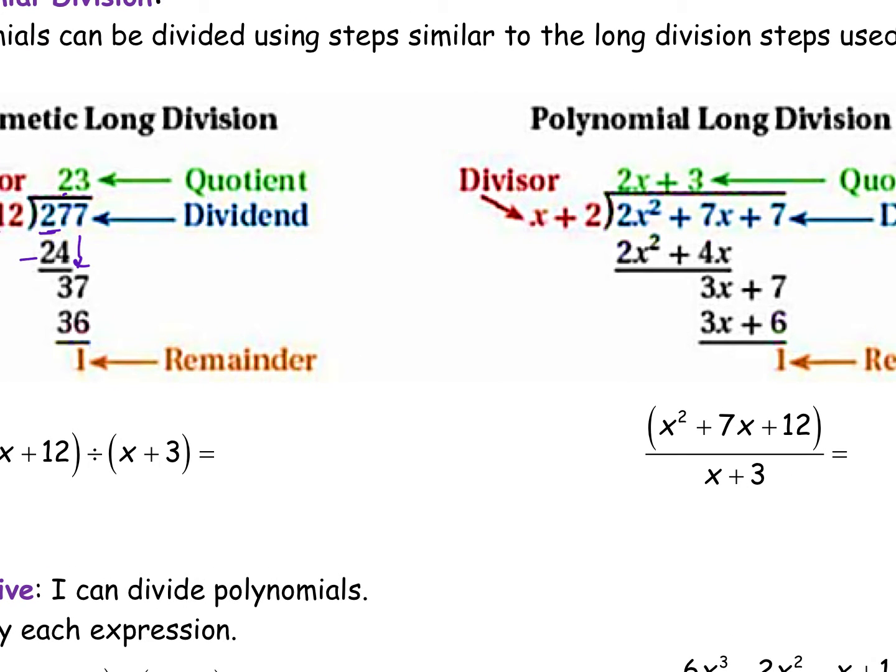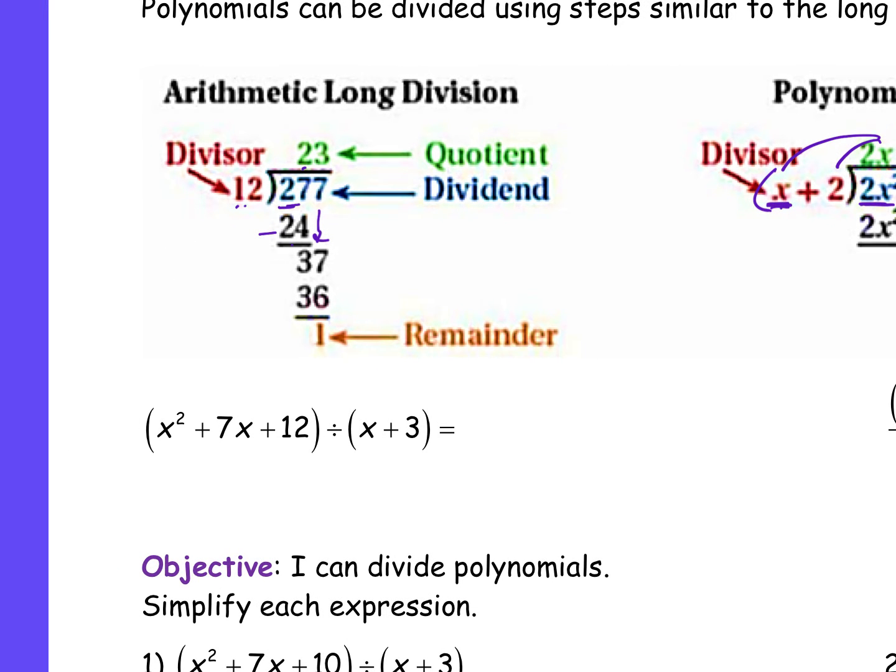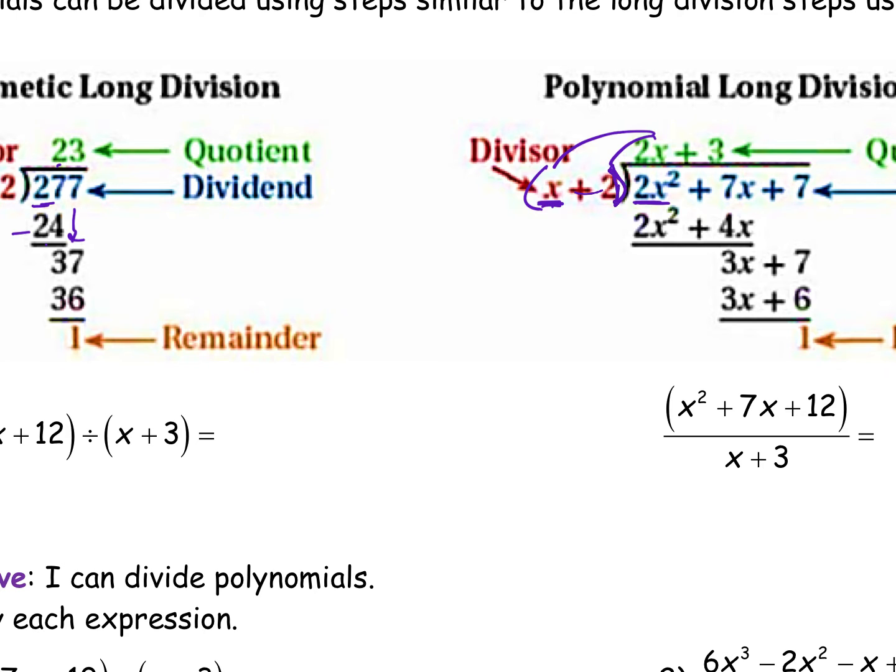I'm looking at the x first. I say, what do I multiply x by to get 2x squared? 2x. And then I take my 2x and multiply it by everything. This time I have a binomial, so I have to multiply it by that whole binomial. Or a trinomial, sometimes I'm dividing by 3 terms instead of 2. So 2x times x gives me 2x squared, and 2x times 2 gives me 4x. You know how to distribute. And then I'm going to subtract.